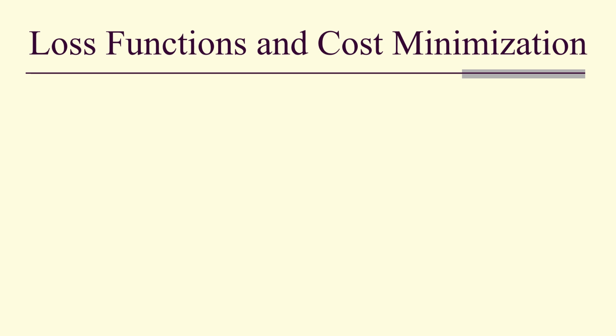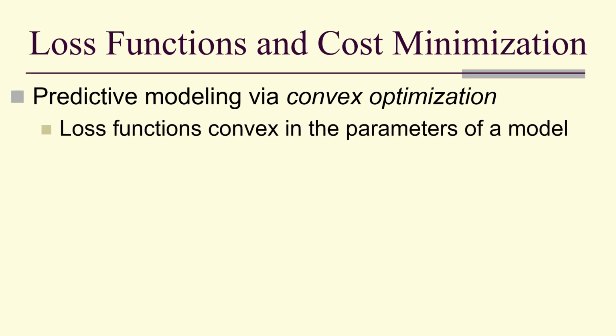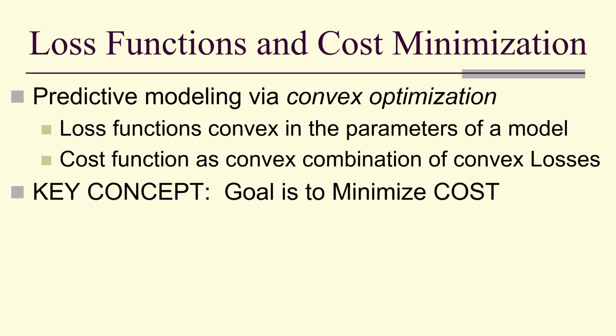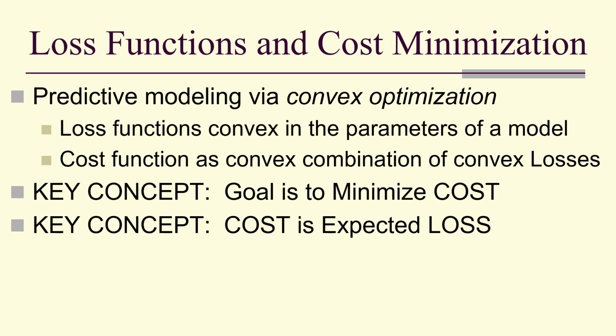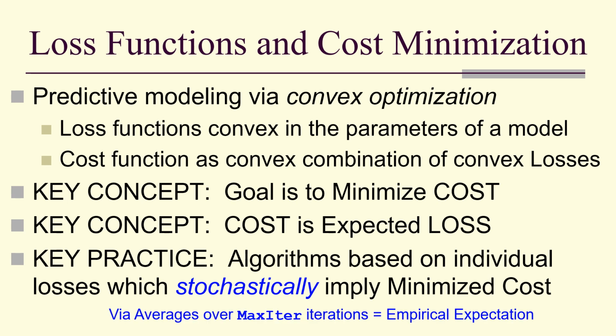So, loss functions and cost minimization. We're doing predictive modeling via convex optimization. Loss functions convex in the parameters of a model. Cost functions that are convex combinations of convex losses. The key concept is the goal is to minimize cost, and another key concept is that cost is expected loss. And therefore, our key practice is algorithms based on individual losses which stochastically imply minimized cost. Stochastic means via averages over max iterations, which is known as empirical expectation.